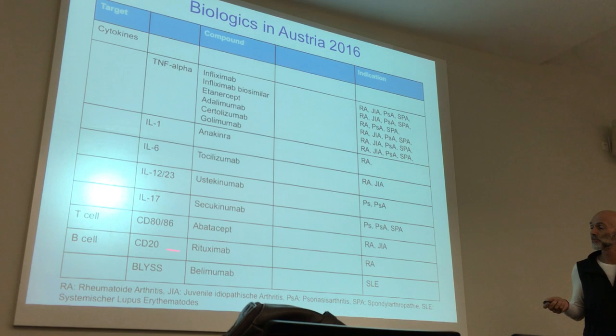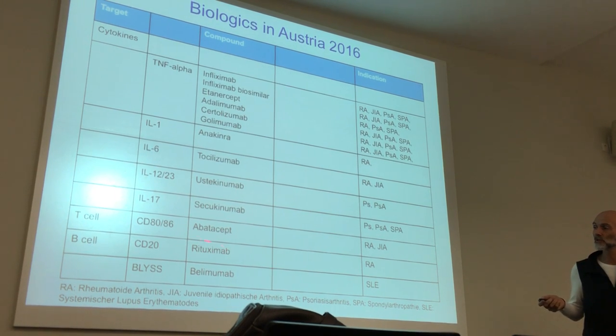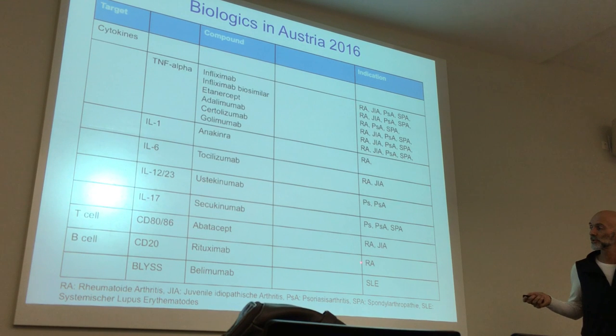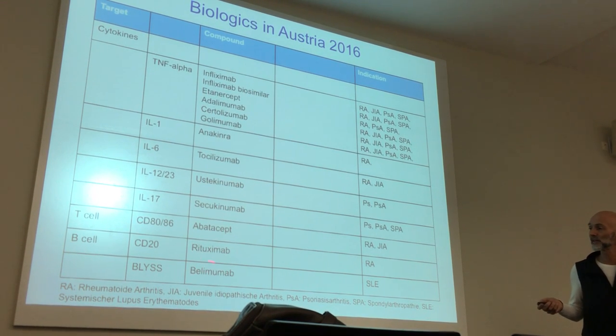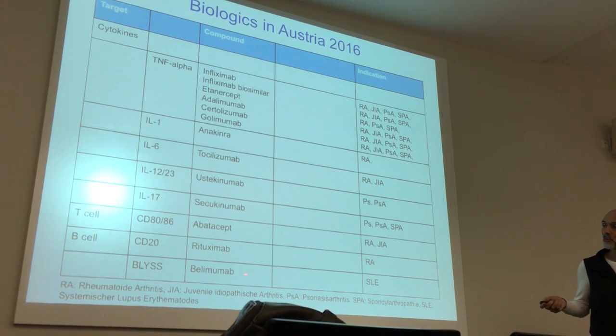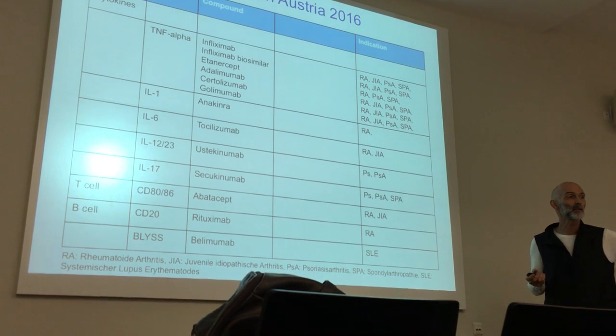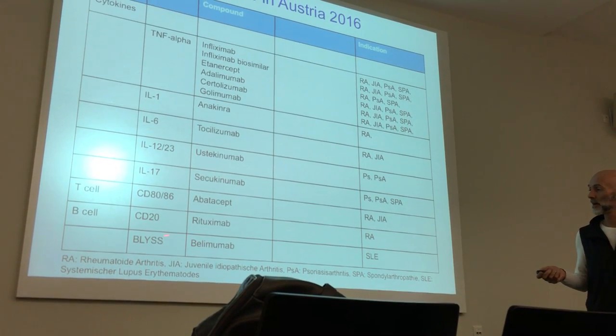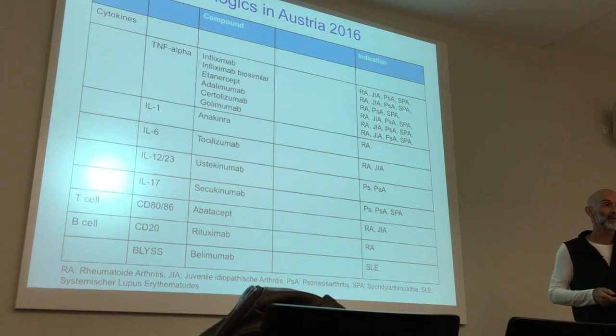Then the T-cell drug, the B-cell drug. We have 2 B-cell drugs, not only rituximab, that's used in rheumatoid arthritis and also in SLE. But the second one, belimumab, that's directed against the B-cell growth factor, BLyS or BAFF, and that's licensed in systemic lupus.